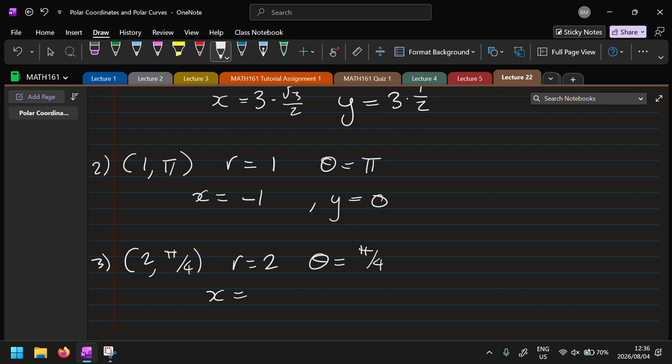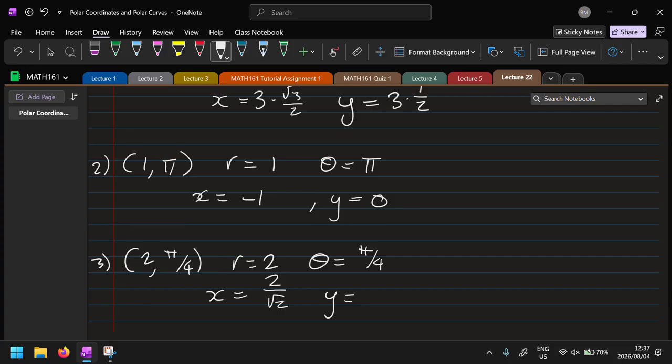So x, that will be r cos theta. What's cos pi over 4? It's another special angle. Yeah, 1 over root 2. So x, that will be 2 times 1 over root 2. 2 over root 2. And y, that will be r sine theta.